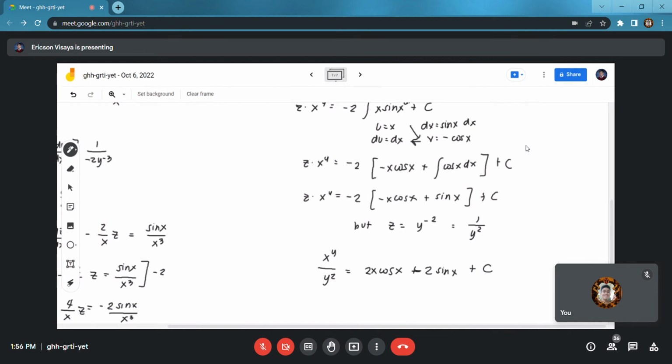It should be in terms of y. Okay, this is already our answer, but maybe we can express it further. If we want only y left, then y raised to -2 is equal to 1 over x to the 4th times 2x cosine x minus 2 sine x plus c. The plus c is inside the parentheses.